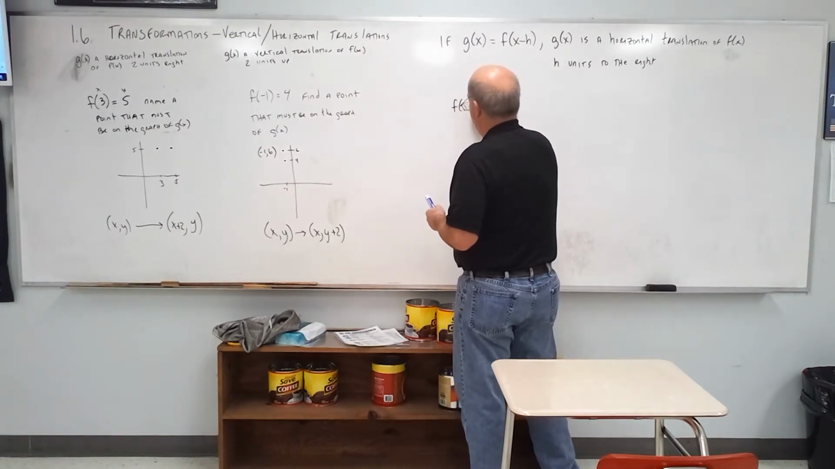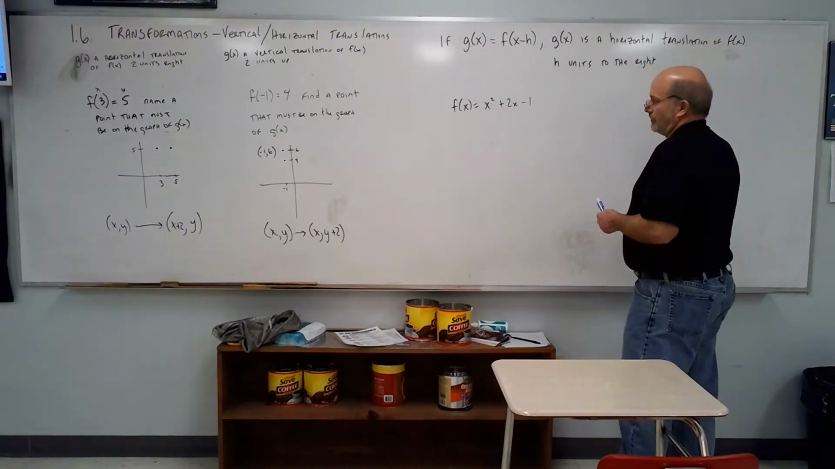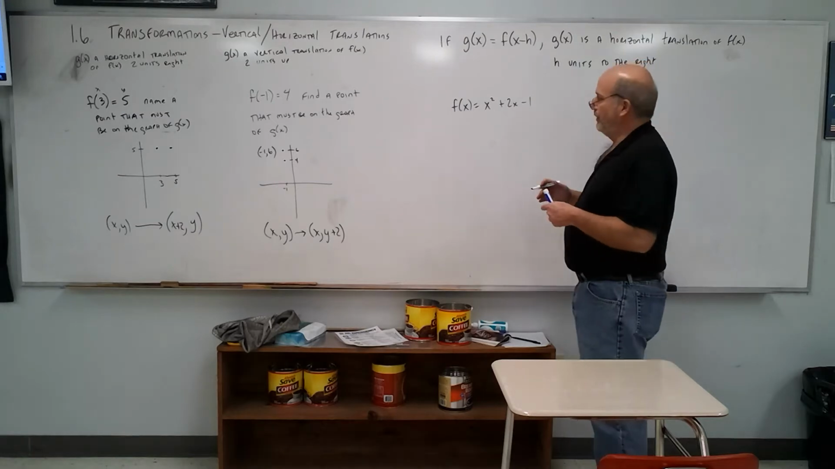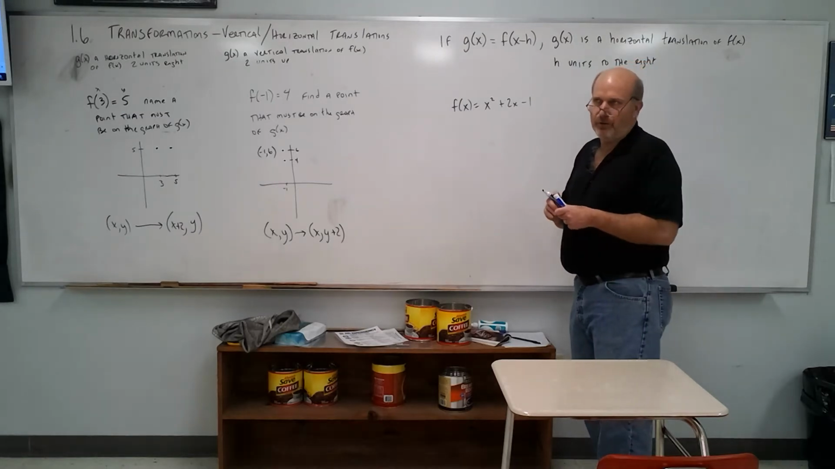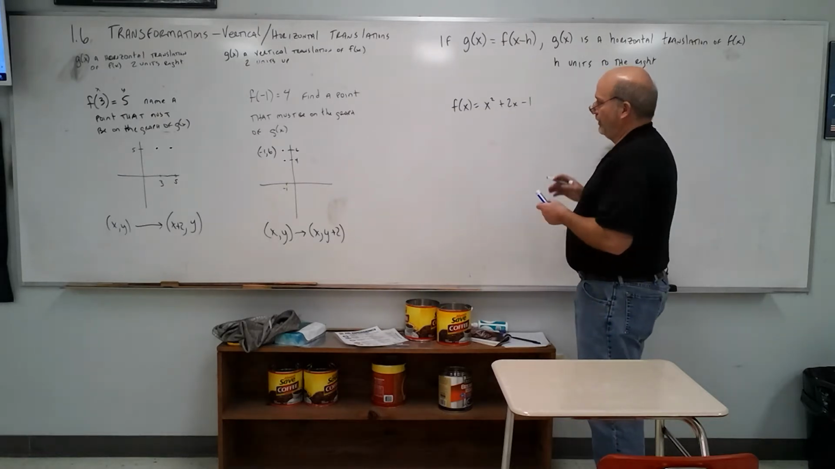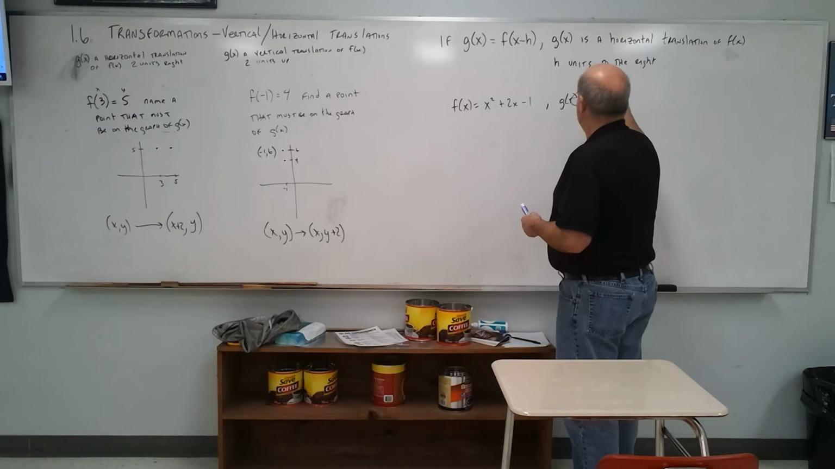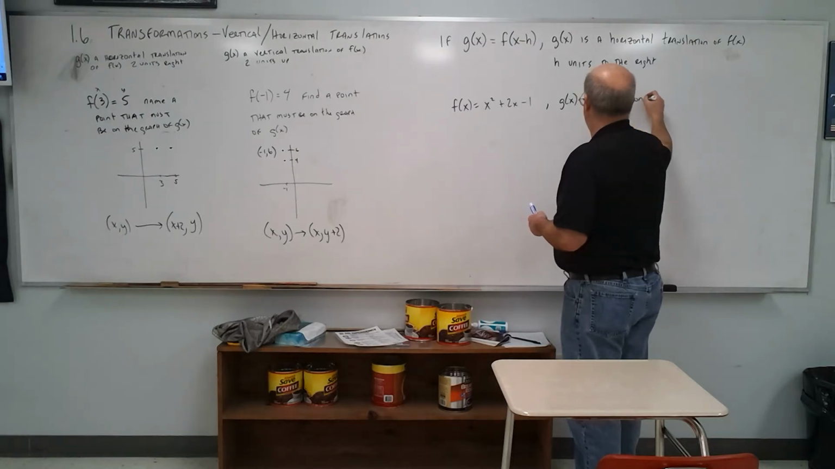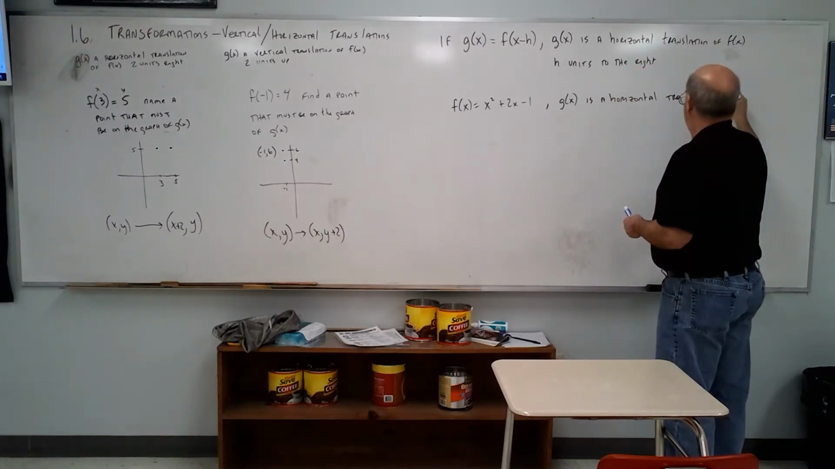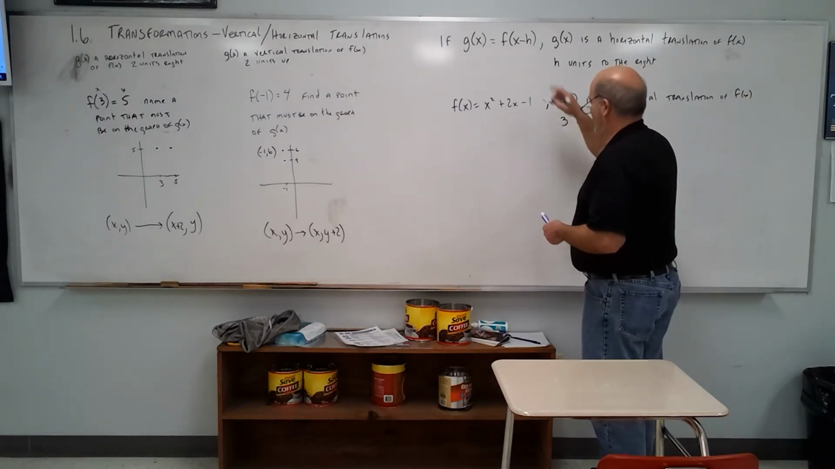If I have the function f of x equals x squared plus 2x minus 1, and you have your calculator at home, go ahead and graph that on your calculator. If you don't have your calculator at home and you're looking at this on a computer or your phone, go to Desmos, search Google Desmos graphing calculator. Go there and enter this function in Desmos, so you can look at the graph. If I said g of x is a horizontal translation of this function, let's say 3 units to the right, whatever.